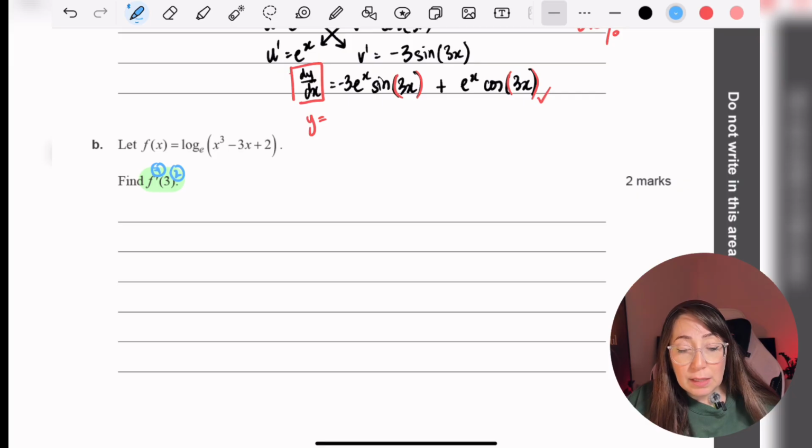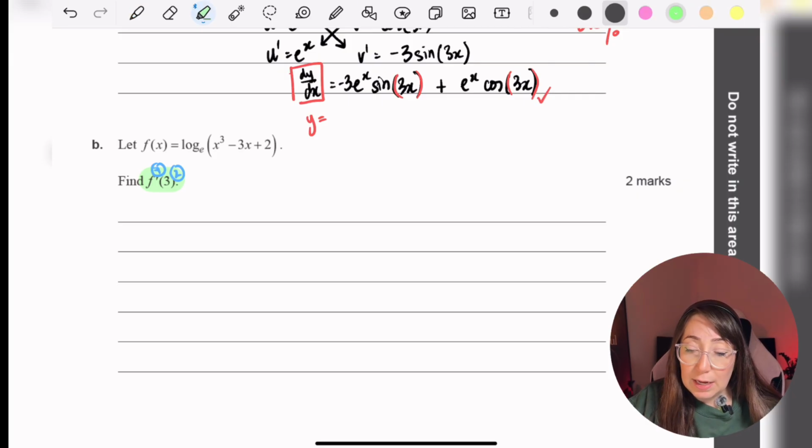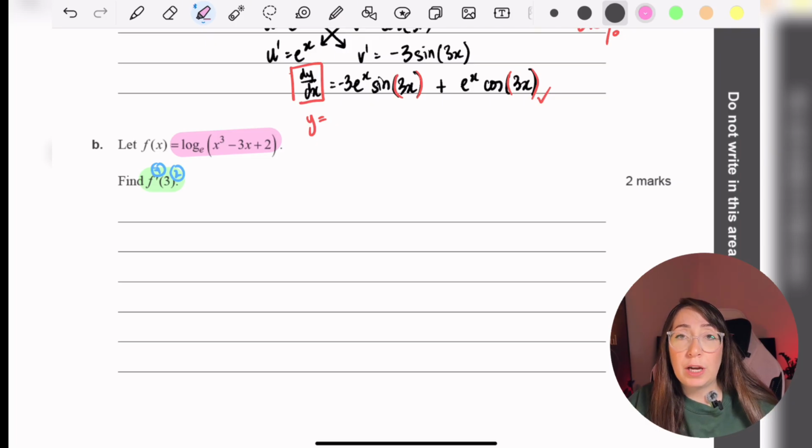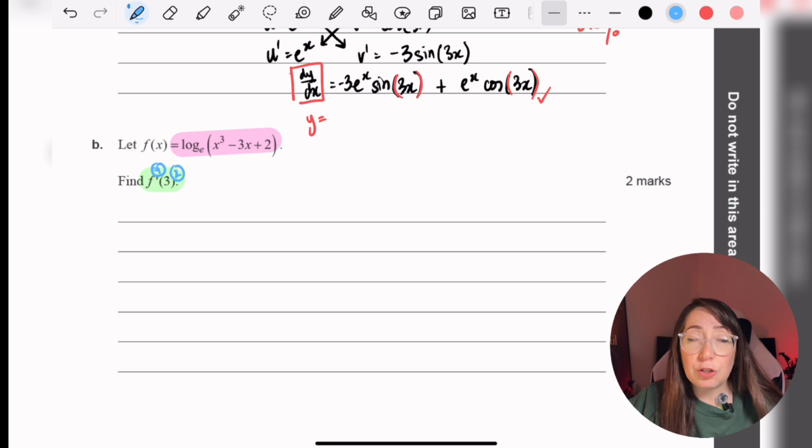Now, the second thing is that the function that we're using is log e of x cubed minus 3x plus 2. Of course, you can use your standard chain rule, derivative of the inside multiplied by the derivative of the outside. But log is actually quite easy to do because there's a general function that we can use for its derivative.